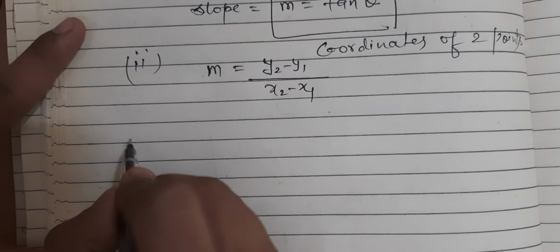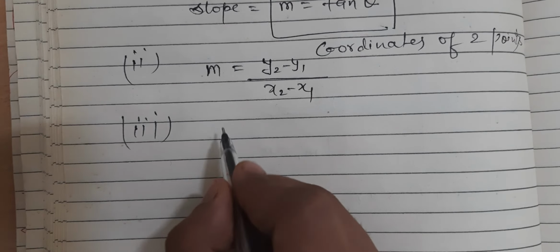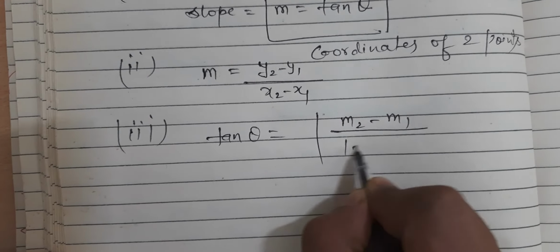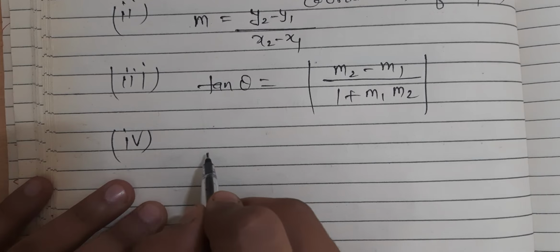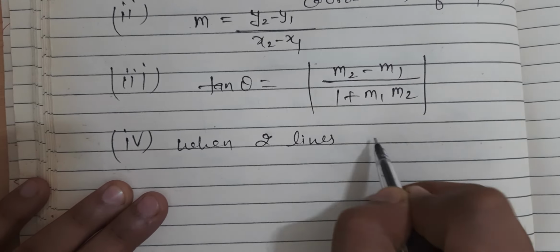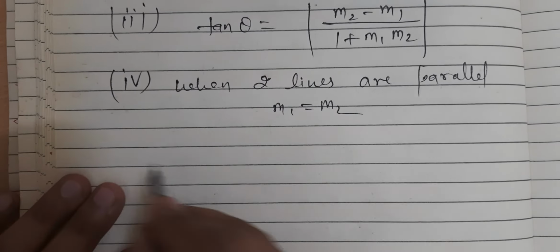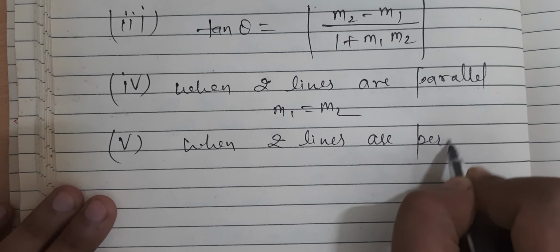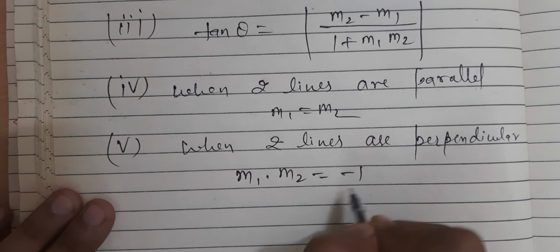After this, we have seen the formula to find the angle between two lines: tan theta is equal to the modulus of (m2 minus m1) upon (1 plus m1 m2). Next, for parallelism, when two lines are parallel, their slopes are equal. And the next one, when two lines are perpendicular, the product of their slopes is minus 1.